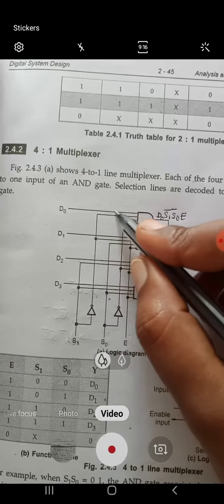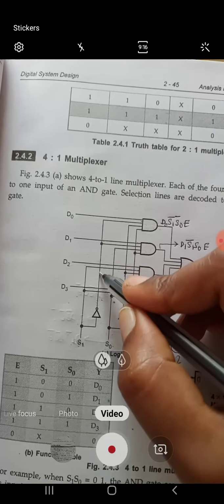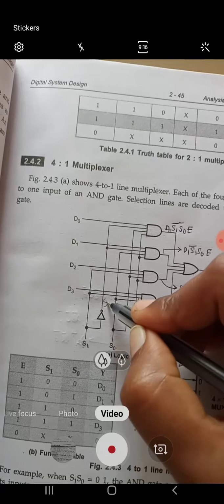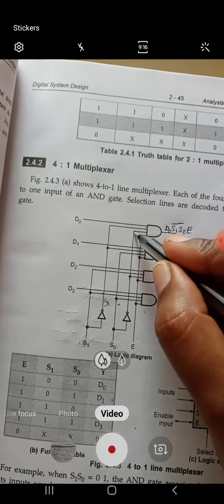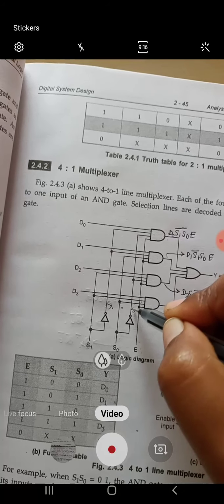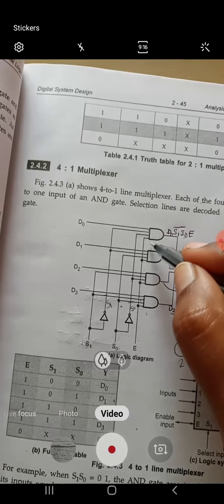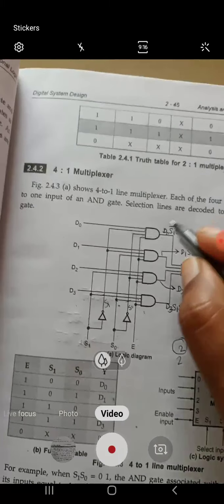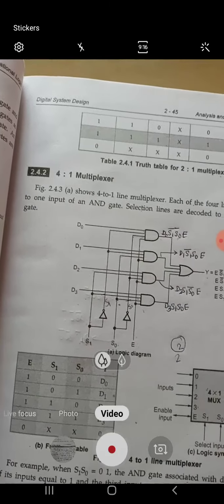This is nothing but, first line is what? D0. What is the second line? The second line is a NOT gate. If S1 passes through NOT, what do you have? S1 bar. D0 S1 bar. And this is S0 coming out here, so S0 bar. Again, what is the fourth pin? The fourth value is nothing but E. So what is the output of this? D0 S1 bar, S0 bar, E.